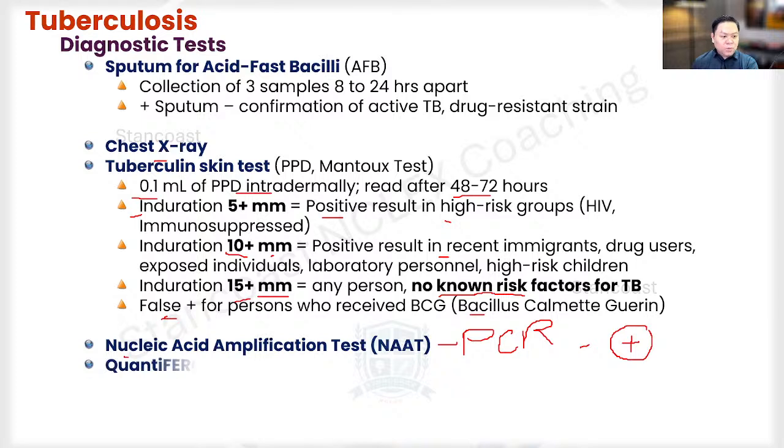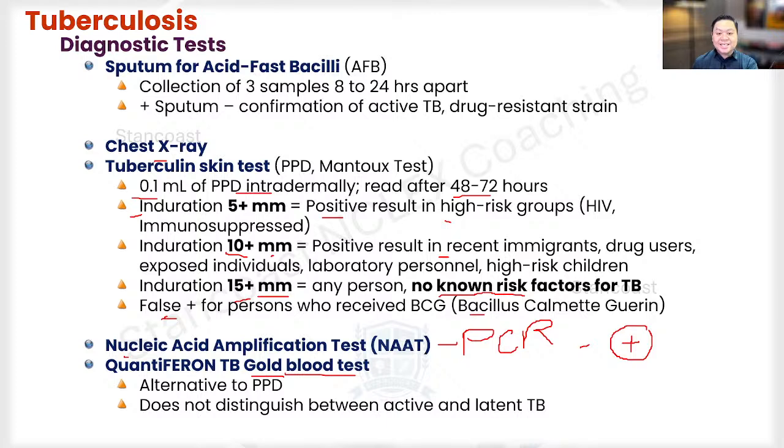And lastly, we have the QuantiFERON-TB Gold blood test. Again, our specimen here will be through collection of a blood sample. And this is a test that can substitute or become an alternative to the PPD. However, the disadvantage is that it doesn't really differentiate whether the patient has an active or a latent type of tuberculosis infection. Okay, it does not distinguish between active or latent TB.